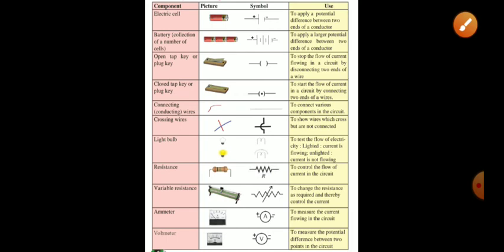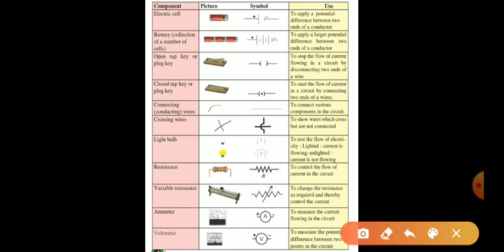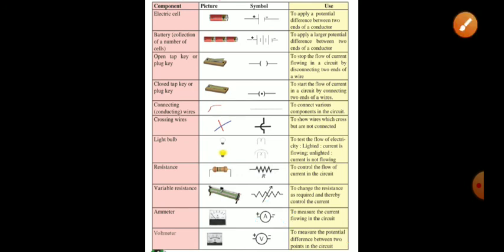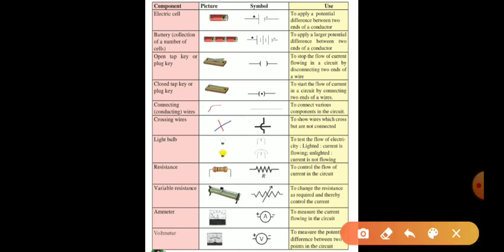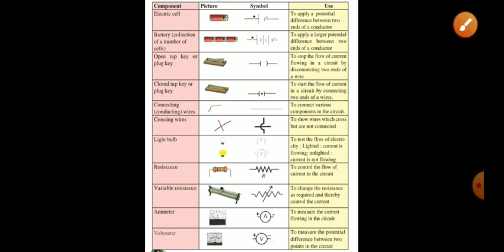The ammeter is used to measure the current, as you already know, and it is denoted by that symbol, with A written inside the circle. To measure the current flowing through the circuit, we use the ammeter, and the voltmeter is used to measure the potential difference between two points, and it is denoted by that symbol. So again the same symbol, but inside the circle V is written.